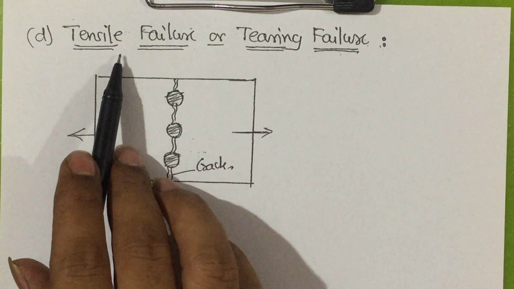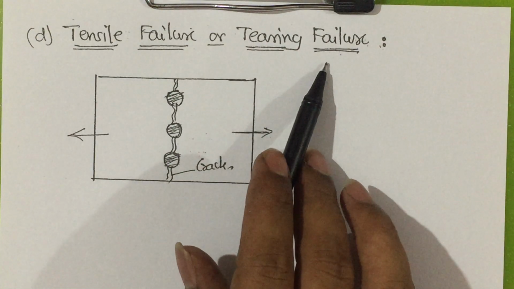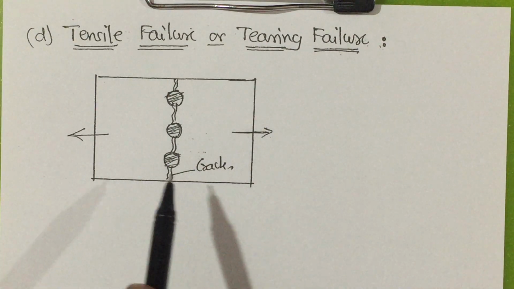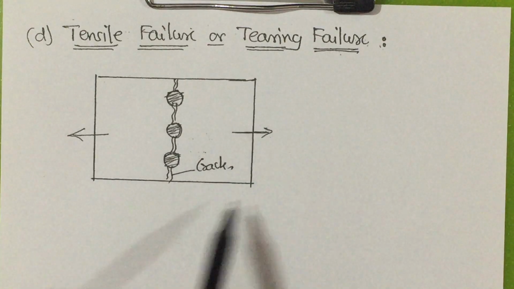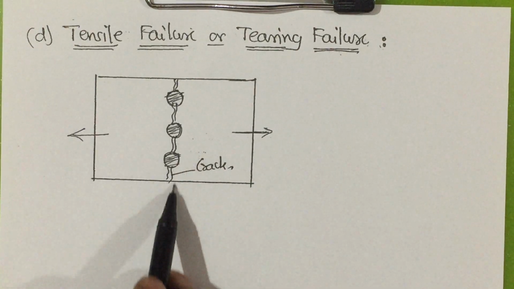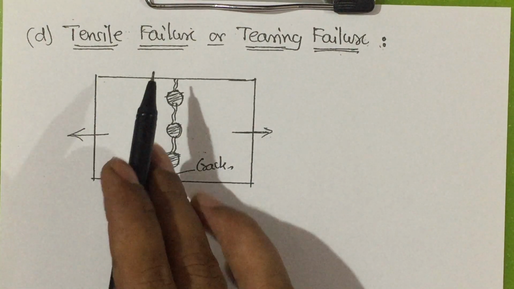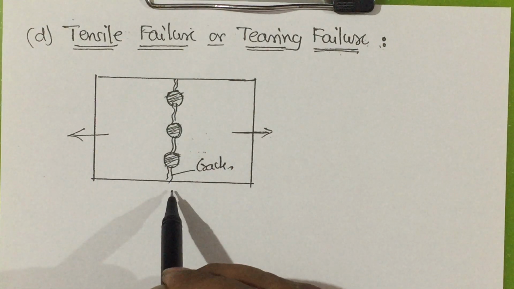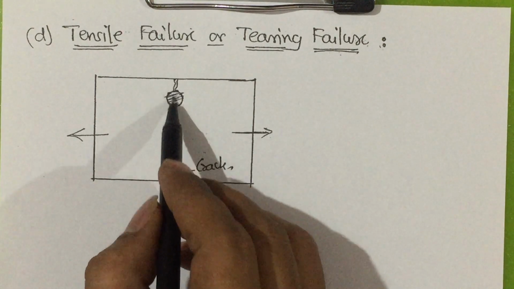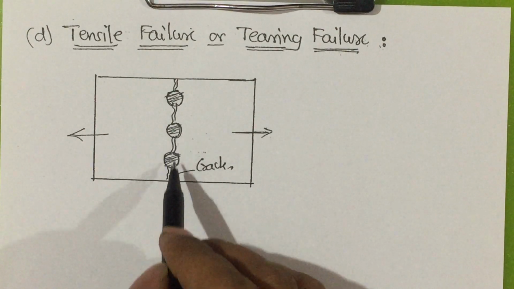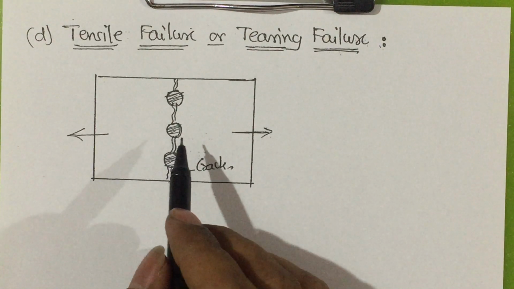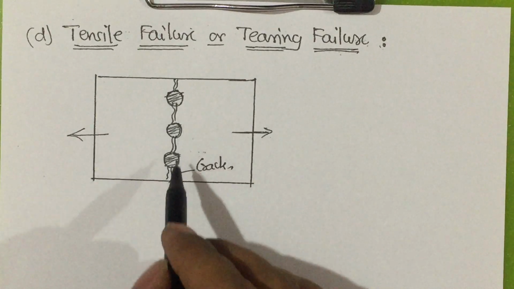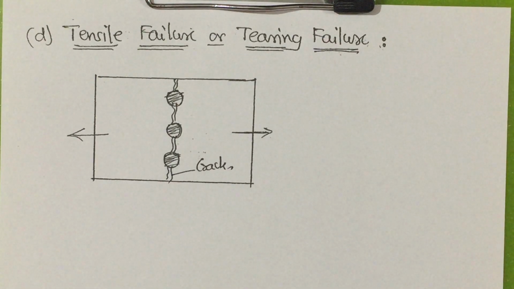Then the last type of failure is tension failure or tearing failure. What happens is, suppose it is a plate, and one chain of bolts is provided here. Along the path of the bolts, the plate is going to crack. The cracks are going to develop. This type of failure we call tension failure or tearing failure of plates or bolts.